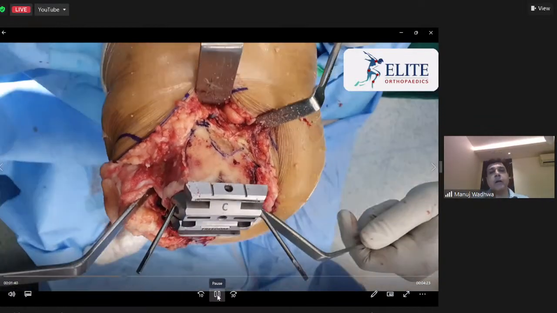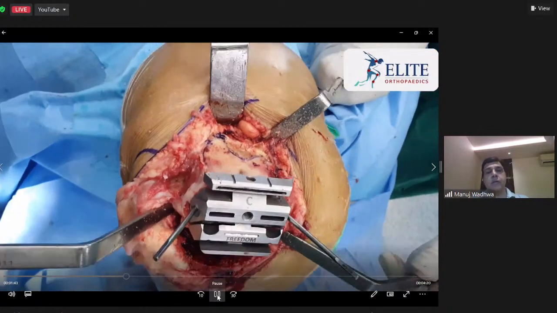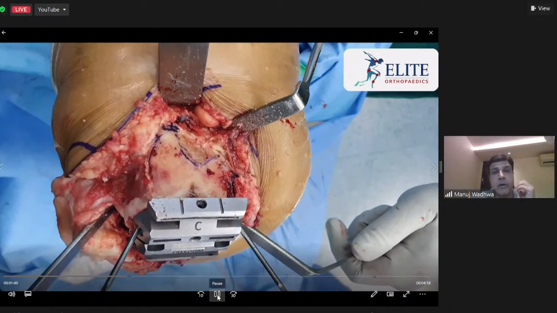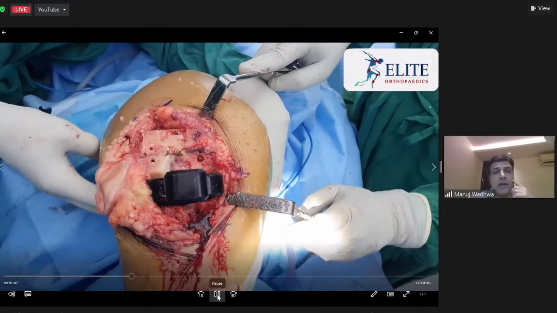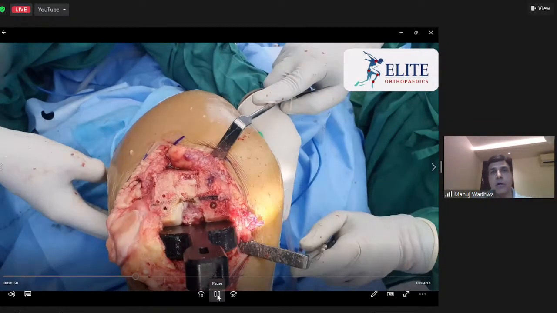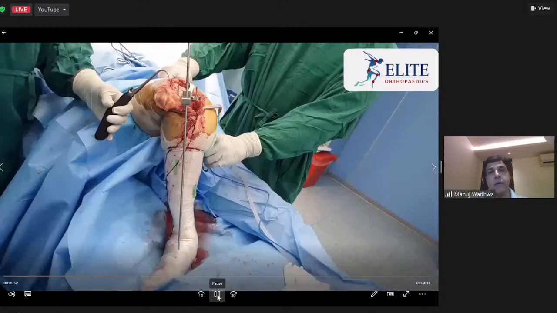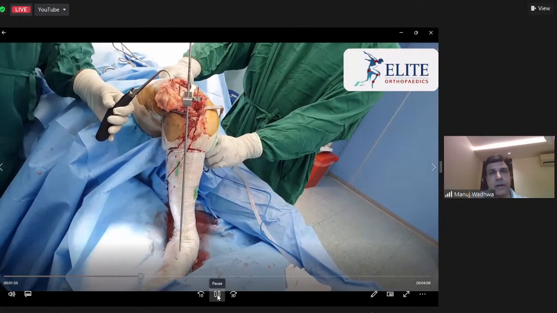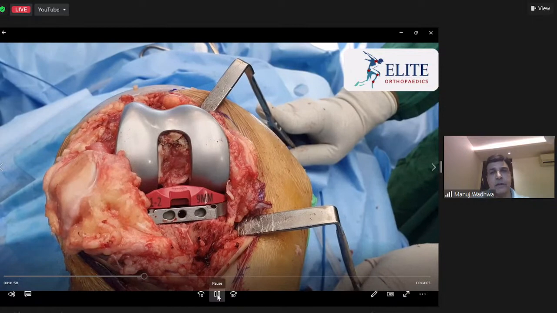Rotation is a very important part. Just do not take the posterior condylar axis as a benchmark. Here you have to look at the tibial rotation, the Whiteside line, and mainly the transepicondylar axis. Your tibial cut and transepicondylar lines have to be parallel. So once you make these cuts, you size up your tibia and check your tracking.